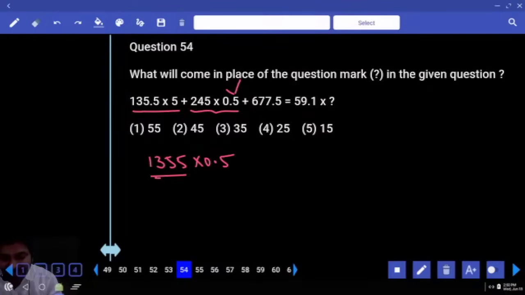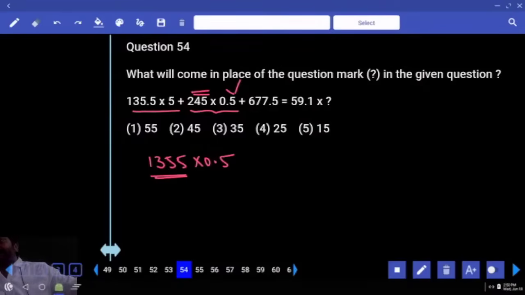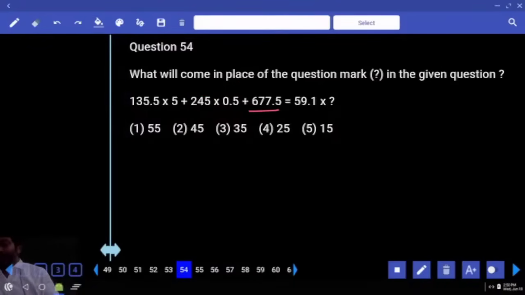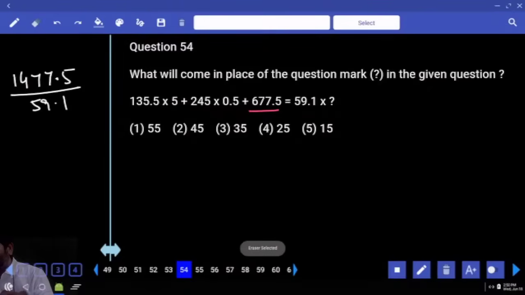Now add this number 1355 and 245. 1355 plus 245 into 0.5. 800 plus this number 1477.5. Right hand side 59.1 comes to left hand side, divided by 59.5. Correct? In the numerator there is only one digit after decimal.